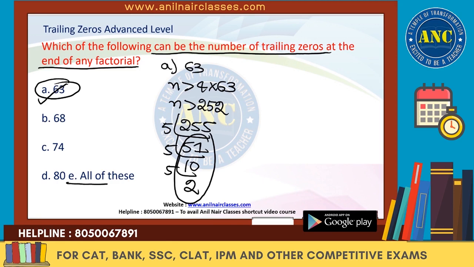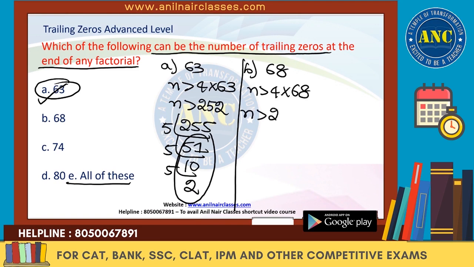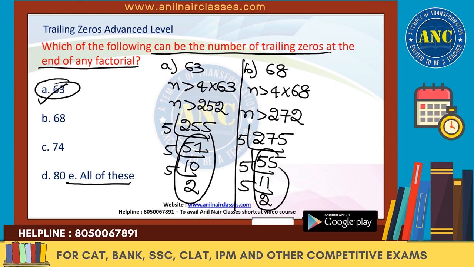63. But there is an option all of this. Let us do for the second one. If it is 68, n is greater than 4 into 68, so n is greater than 272. What is the multiple of 5 greater than 272? 275. 5 55s are, 5 11s are, and 5 2s are. 66 plus 2, 68. This is also possible, right? If 2 are possible, obviously the answer will be all of these, because there is no option A and B, or A, B, or C, or A, B, and D. I hope it is clear, right?